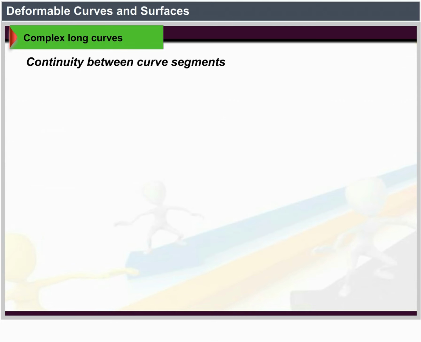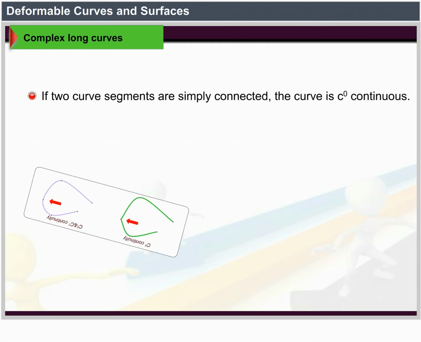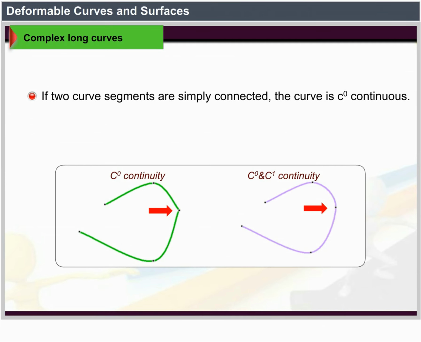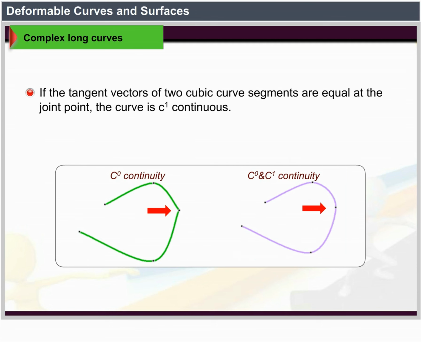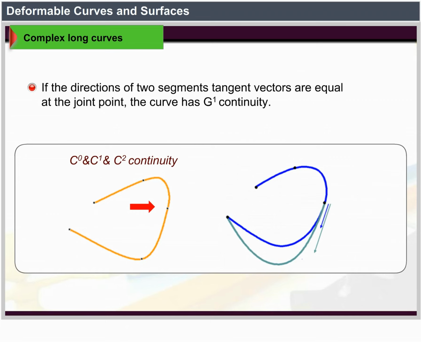Continuity between curve segments. If the direction and magnitude of the nth derivative of x of t with respect to t are equal at the joint point, the curve is called Cn continuous. If two curve segments are simply connected, the curve is C0 continuous. If the tangent vectors of two cubic curve segments are equal at the joint point, the curve is C1 continuous. If the directions of two segment tangent vectors are equal at the joint point, the curve has G1 continuity.